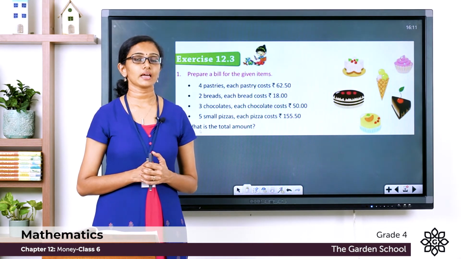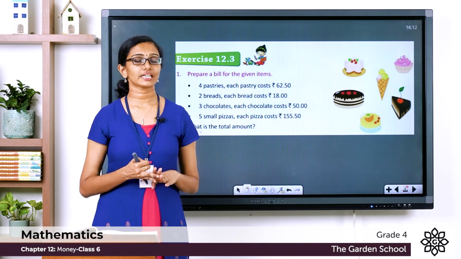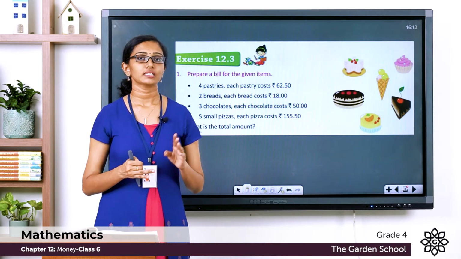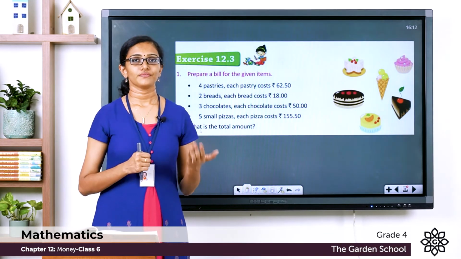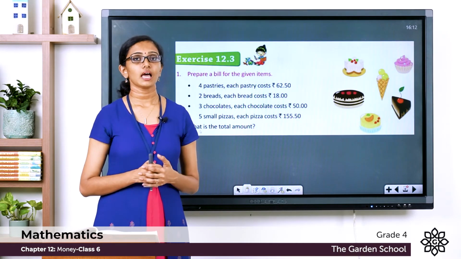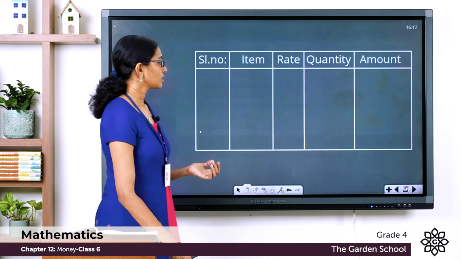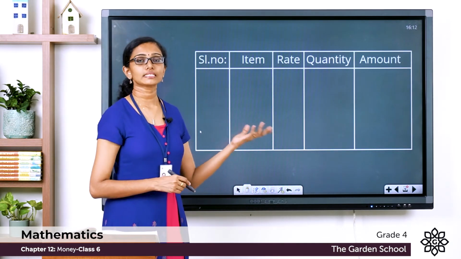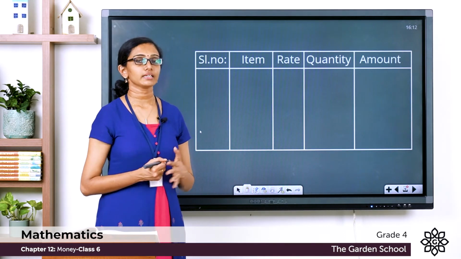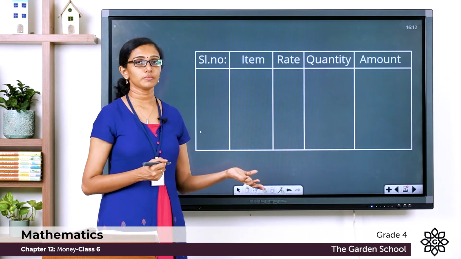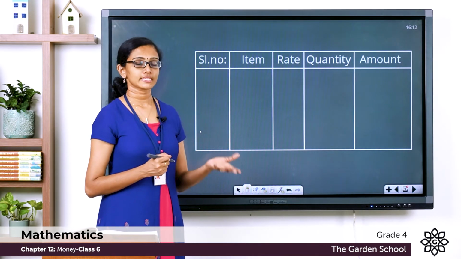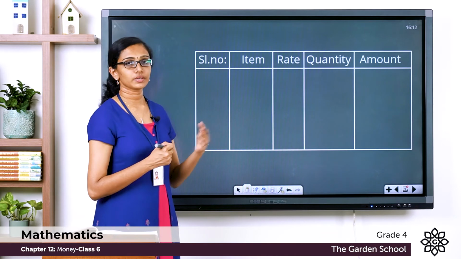So how do we prepare a bill? The names and quantity of each of the items is given. Their prices are also given. From this, let's first prepare a bill and find out what is the total amount to be paid. So let's see. First we are going to draw a table like this. Keep in mind a bill can be a handwritten bill or a printed bill. For the time being, we'll make one handwritten bill.